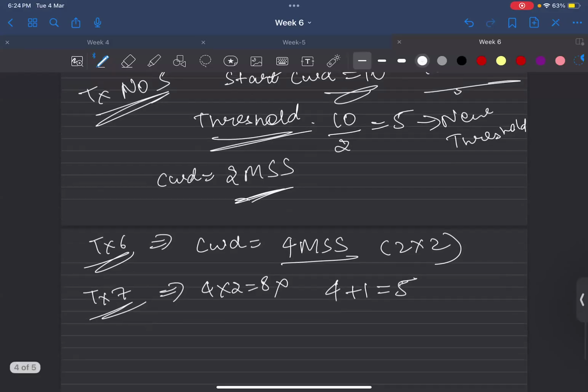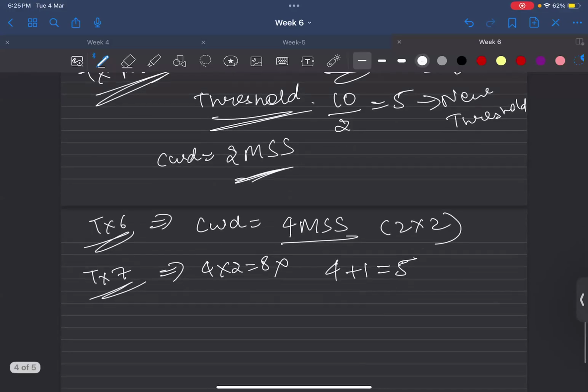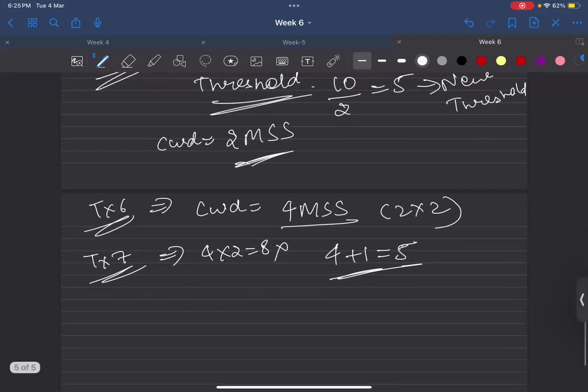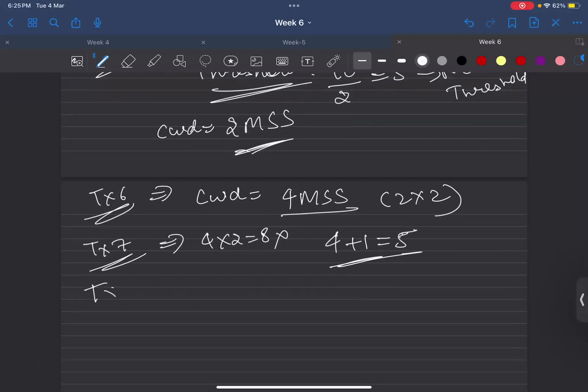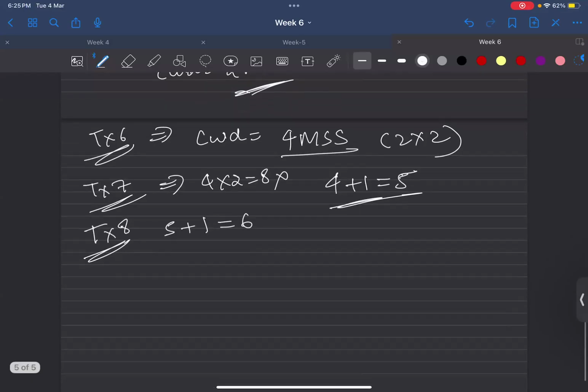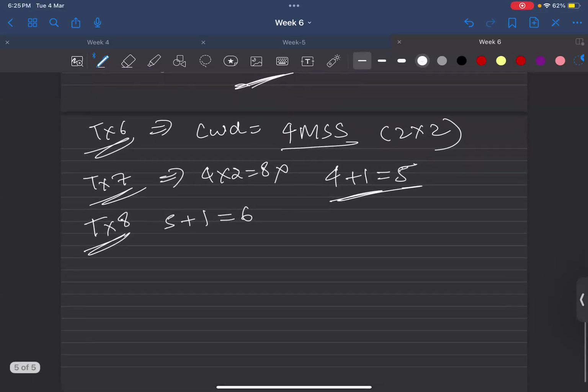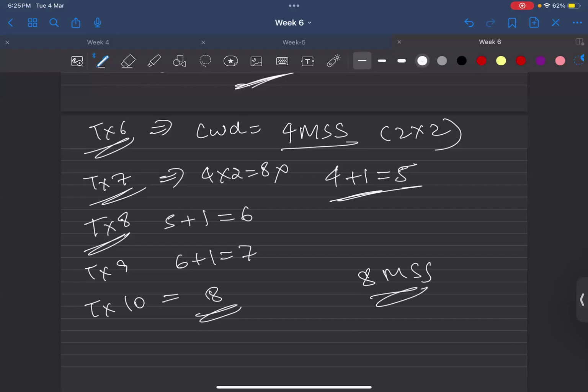TCP basically exits the slow start phase and enters the congestion avoidance phase, because it can't go to 8 MSS as the congestion window threshold is basically 5 here. So that's why we are now in additive increase, multiplicative decrease. Then transmission number 8: again same, 5 plus 1, 6. 6 plus 1, 7. And 7 plus 1, 8. So that is why the final answer is 8 MSS.